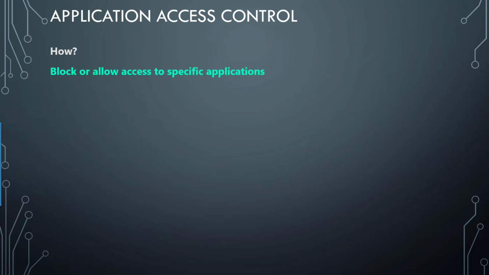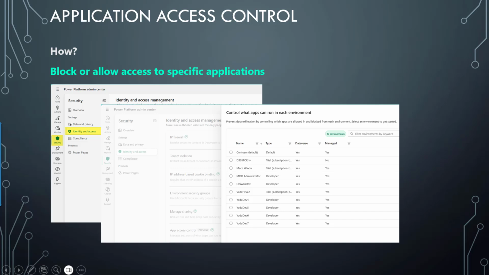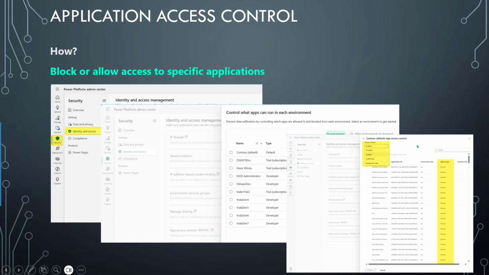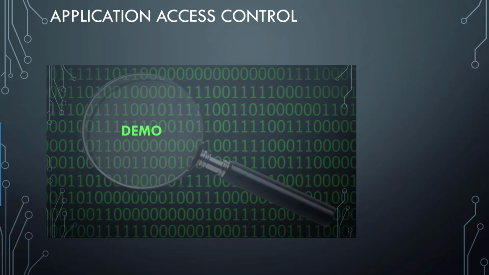Well, it basically allows you to block or allow the access to specific applications. The way this works is that you are in the Power Platform Admin Center, here in Security, Identity and Access, and then there is this new functionality. It allows you to select the environments that you have. And then inside of the environments, you can, for example, block the apps, you can allow access, and you can enable it only for specific roles. But rather than talking about this, let's check it out in my demo system, how it works.